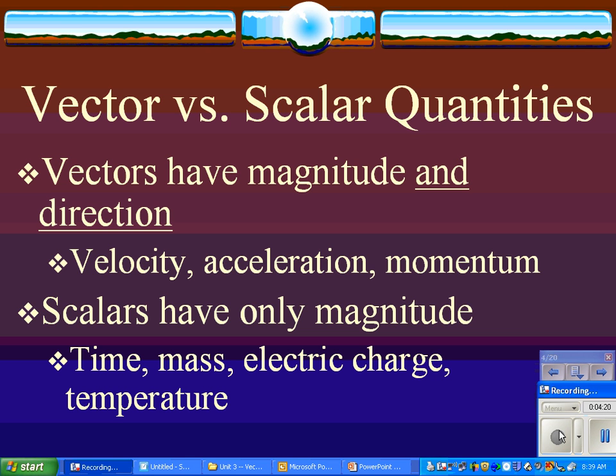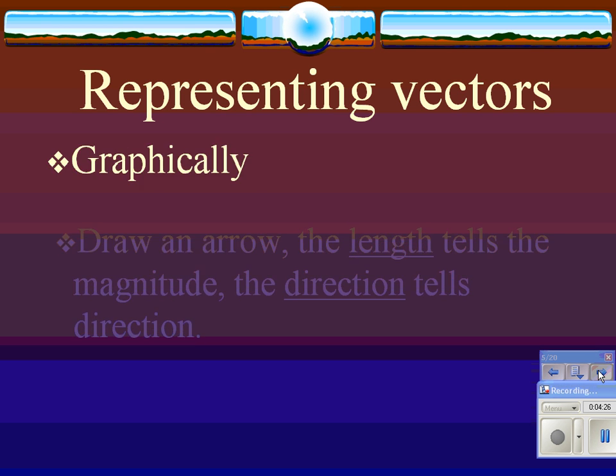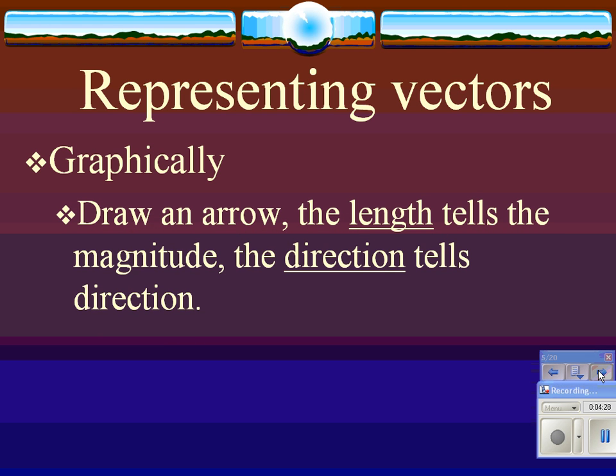It's just 32 degrees. Okay, so when we're dealing with things that are vectors, how will we deal with them? One of the ways we will deal with them is graphically, which means basically drawing, okay? So we can represent vectors graphically by drawing an arrow. A vector can be represented by an arrow, okay? The length of the arrow will tell you the size of the vector or the magnitude of the vector. The direction that you draw the arrow will tell you the direction of the vector. It's pretty straightforward.